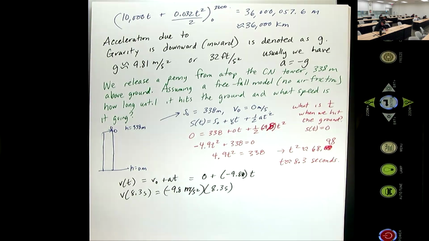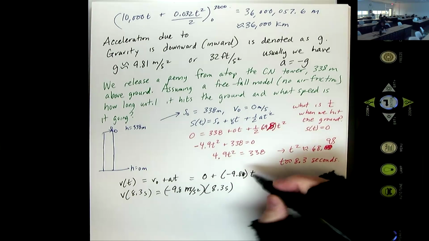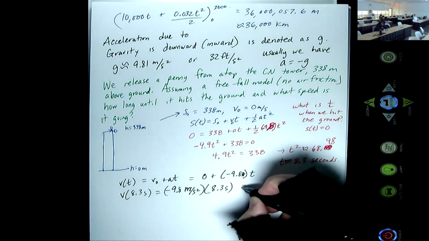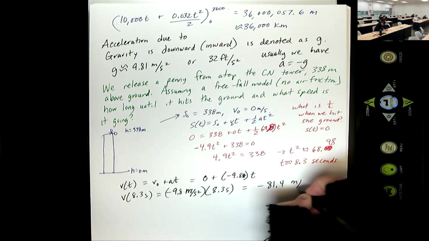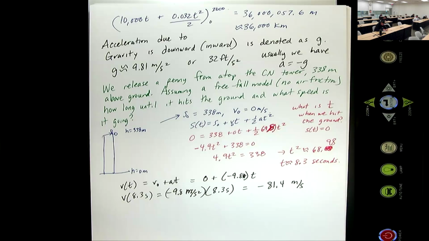One of the seconds cancels out and we get, what is that, 81.4? Negative 81.4 meters per second. We're saying it's negative because it's going downward, whereas if it was positive, it would be going up into the sky. That's pretty fast.